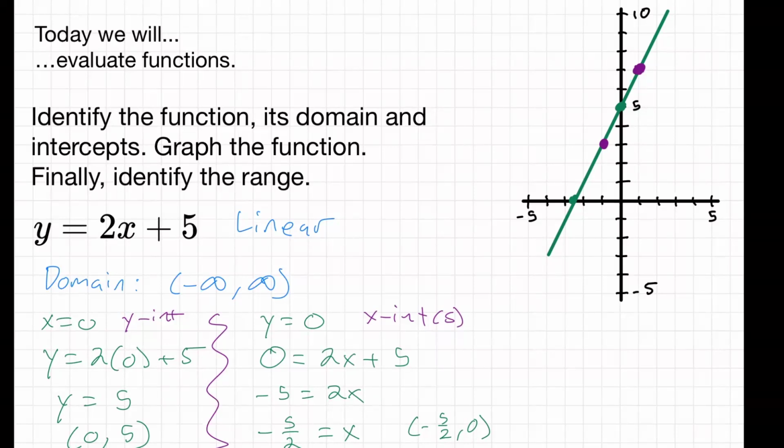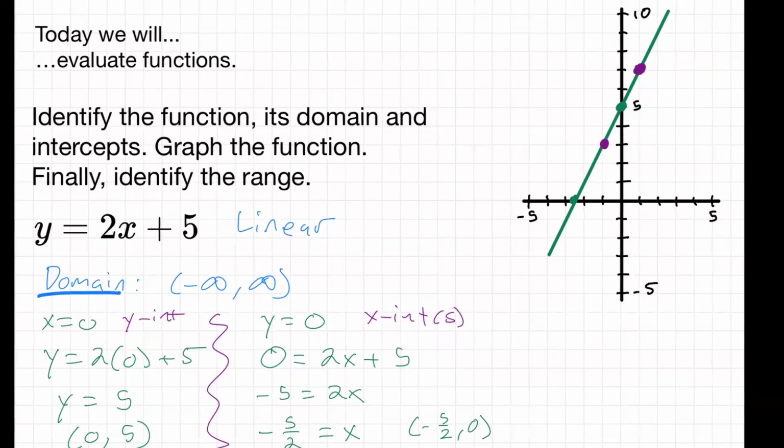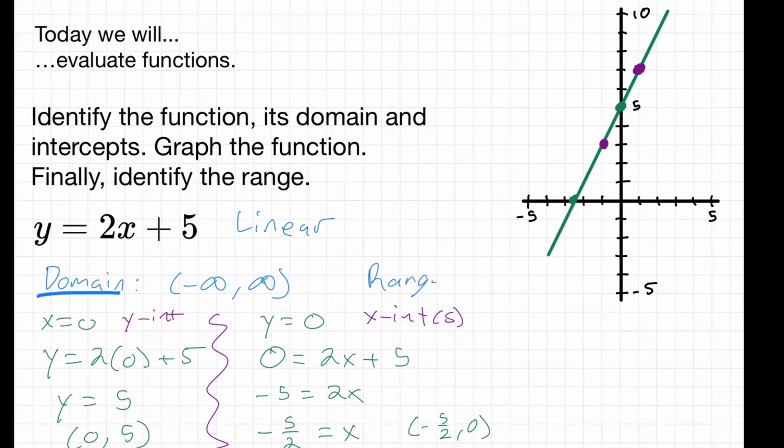Are we done with this though? All right, the last thing I asked for here is the range, right? So we got our domain. What is the range of this function? We all good with why it's all real numbers?